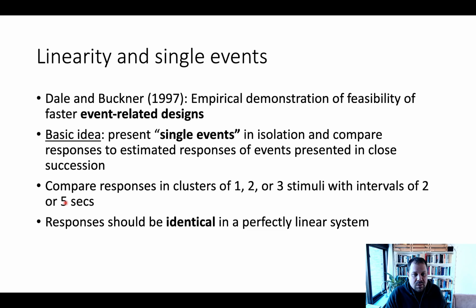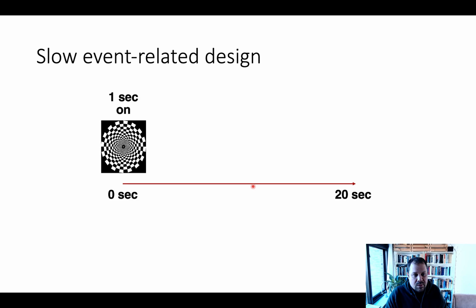But let's consider the ones with 5 seconds first. If you have 2 or 3 stimuli presented in rapid succession with only a 2-second gap in between, then the responses should be identical. And you should be able to recover the response to the second stimulus by simply subtracting the response to the first stimulus, and the response to the third stimulus by simply subtracting the response to 2 stimuli. Right? I'll just demonstrate this in a second to make this clear.